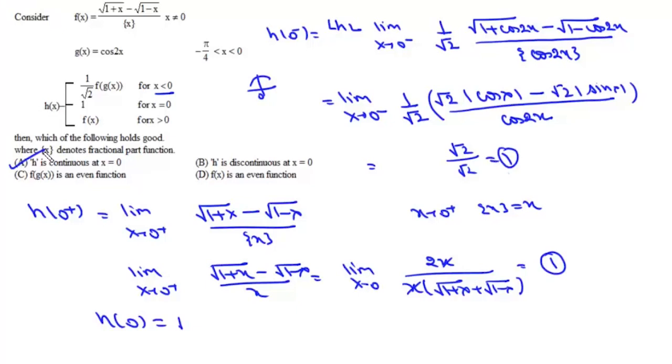Now it says f of gx is an even function. Now if we look at this gx is defined only on the left neighborhood of 0. So we cannot ascertain f of gx, it is an even function, because it is not defined on the right hand side of 0. So this option C is incorrect, and fx is an even function.